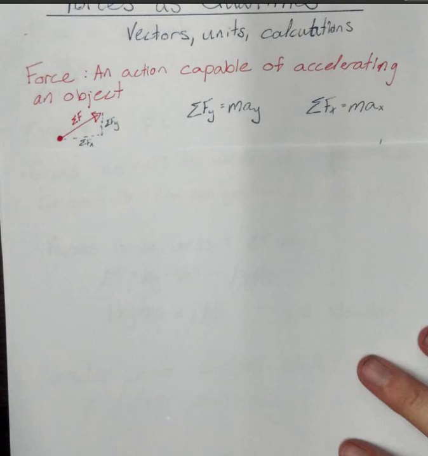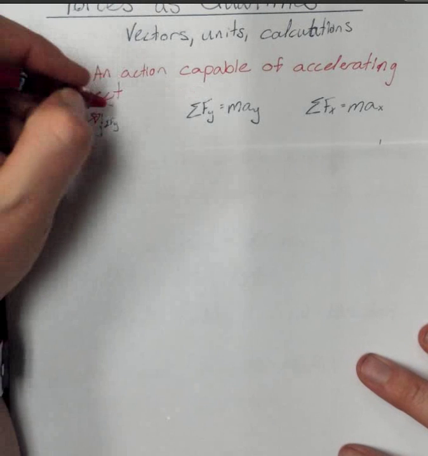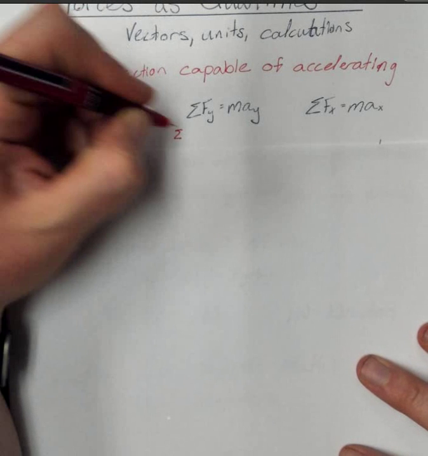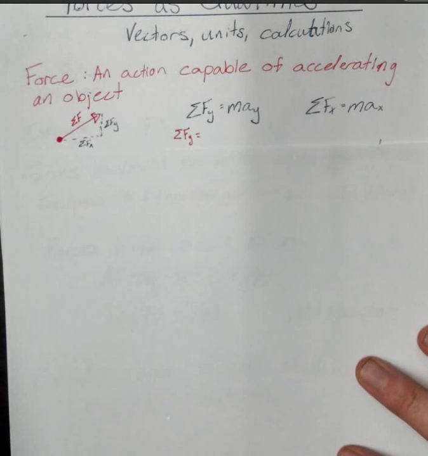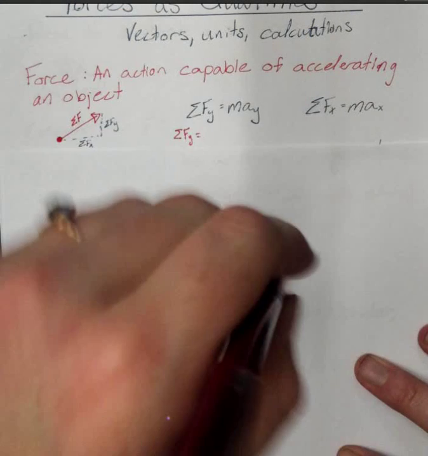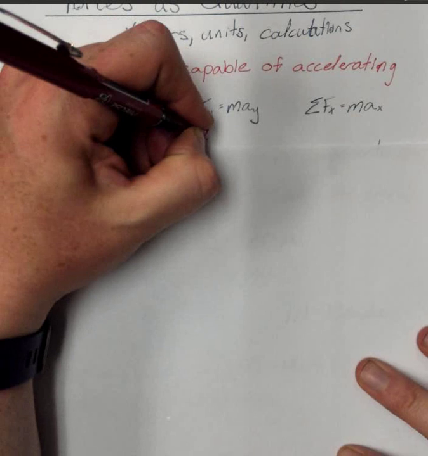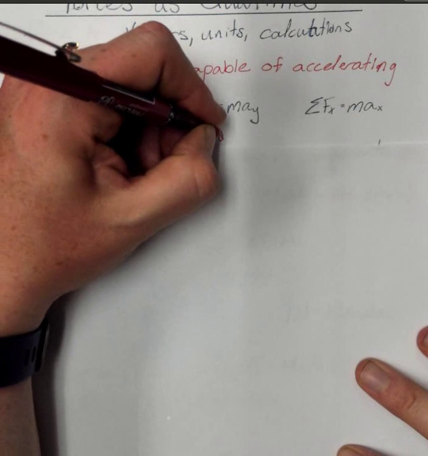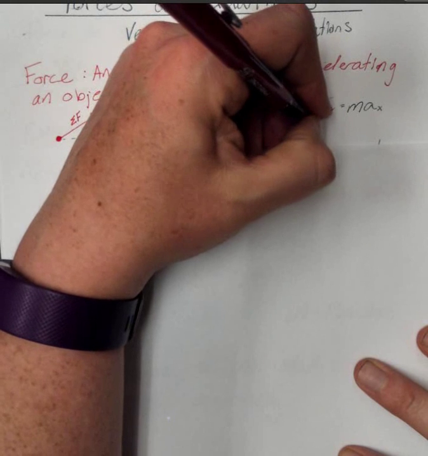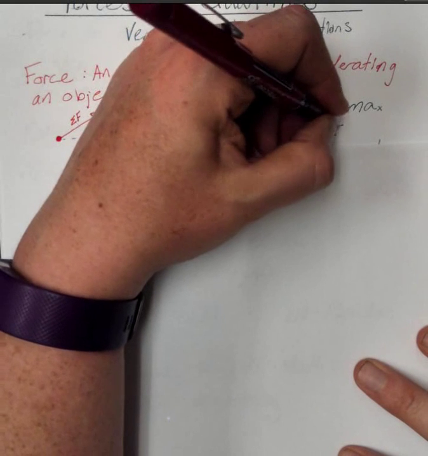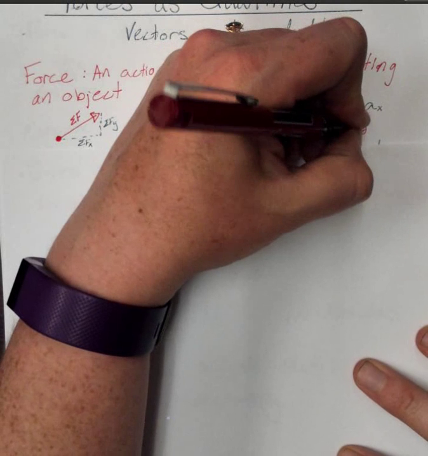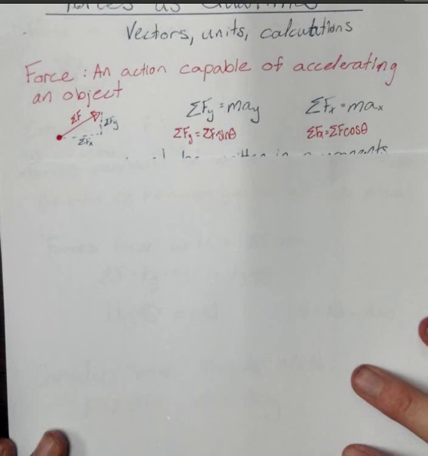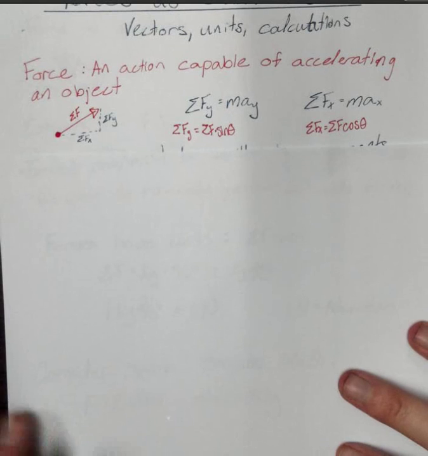So in the previous lecture, we looked at the fact that we could take a look at the net force, or the sum of all forces in the y direction, and if we had a net force, we would know that that would be the net force times the sine of theta. And over here in the x direction, the net force in the x direction would be the net force times the cosine of theta.